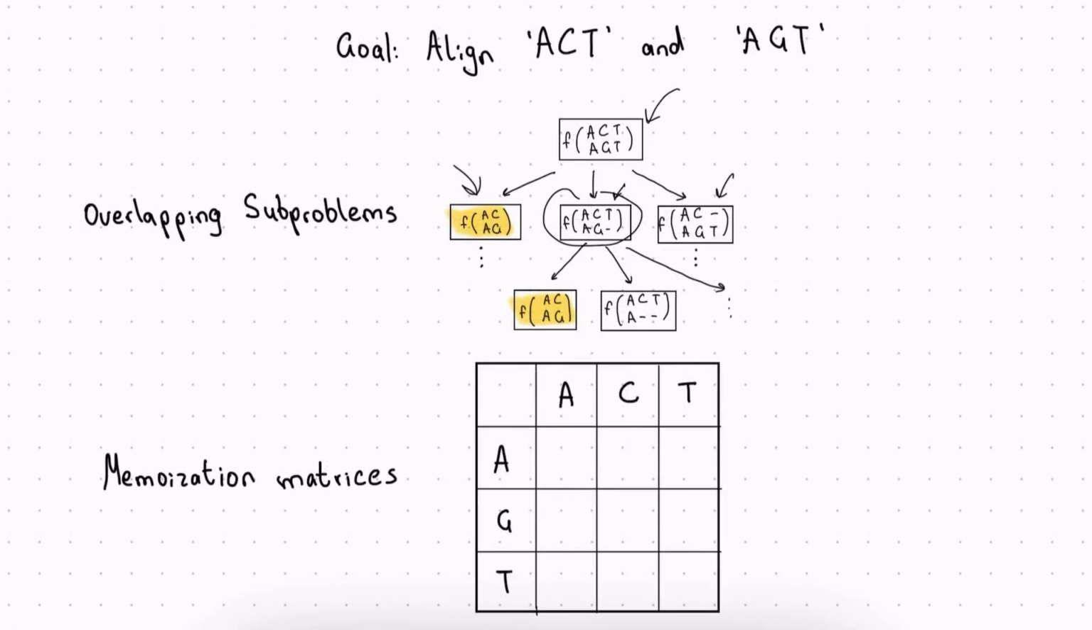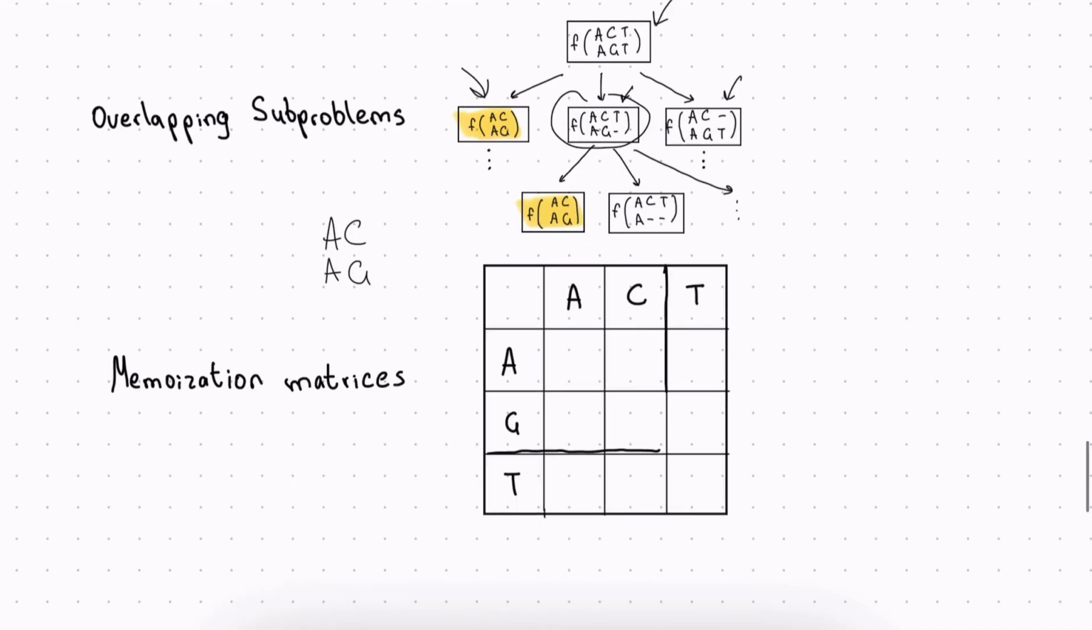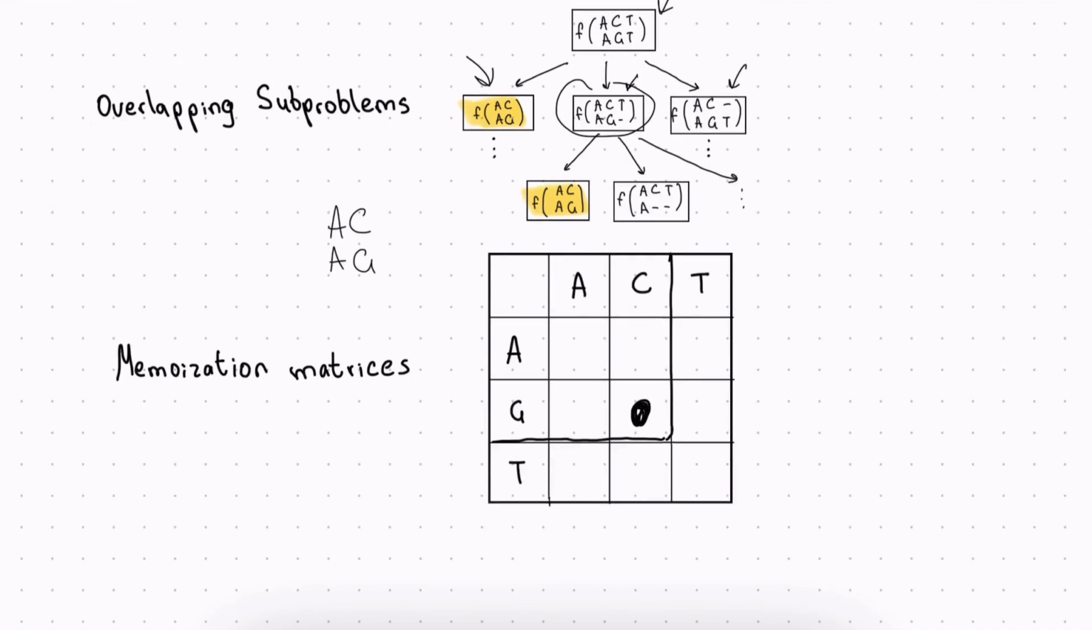I mentioned storing the solutions of the overlapping subproblems, and that's where we use the memoization matrices. So, for example, we had a subproblem with aligning AC and AG highlighted in yellow. We can find the corresponding cell for this subproblem, which is over here. We would store the solution to this problem in this particular cell. And once we would fill out this entire matrix, we would trace it back to reconstruct the alignment. This is the essence of dynamic programming and sequence alignment.